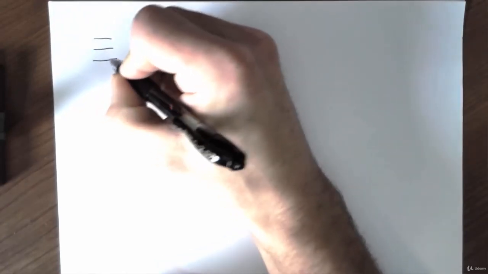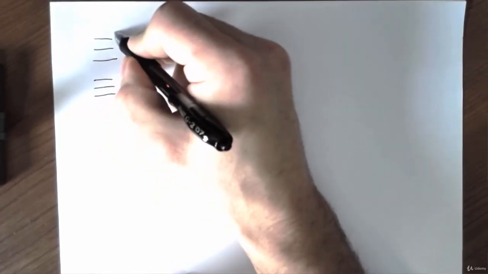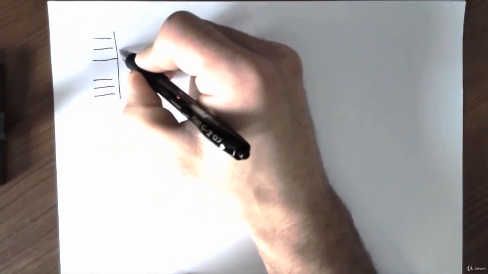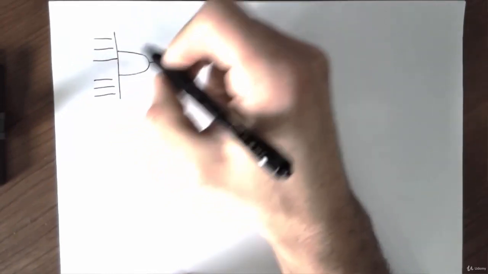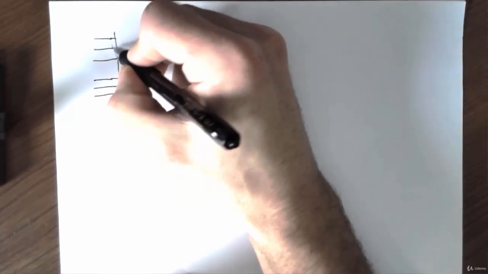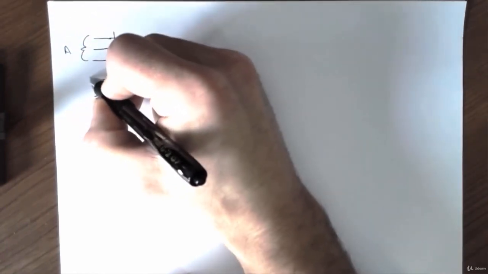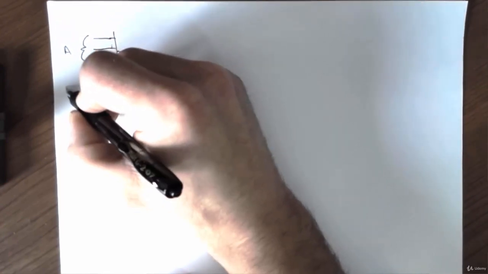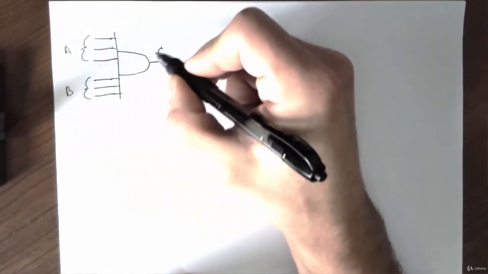So we have 3 inputs for an A signal and 3 inputs for our B signal, and we want to combine all of these into an AND gate, which will give us a single output. So we'll take the top 3 and say these are an A signal, and the bottom 3 are a B signal, and we'll just have our C as our output.